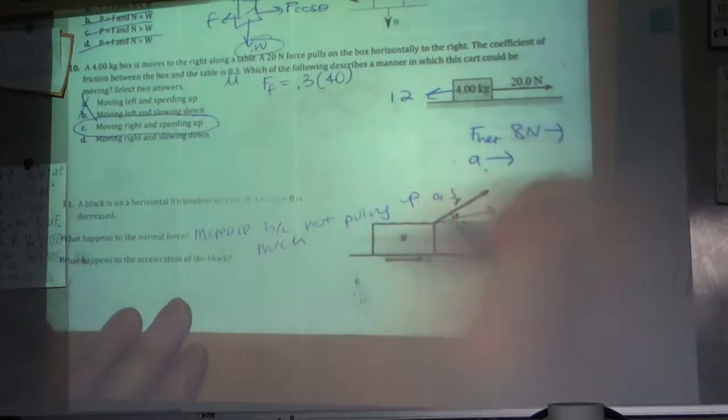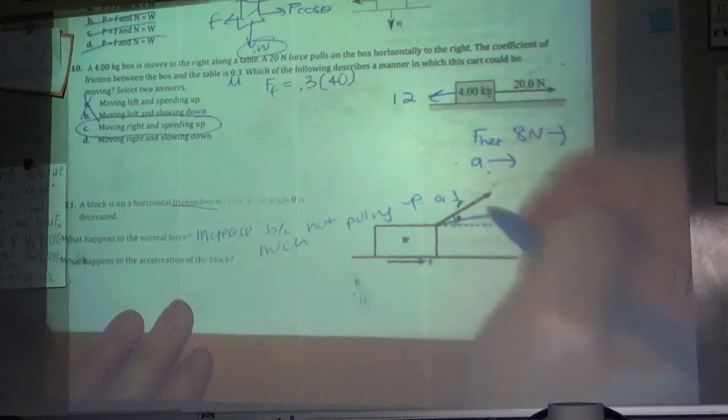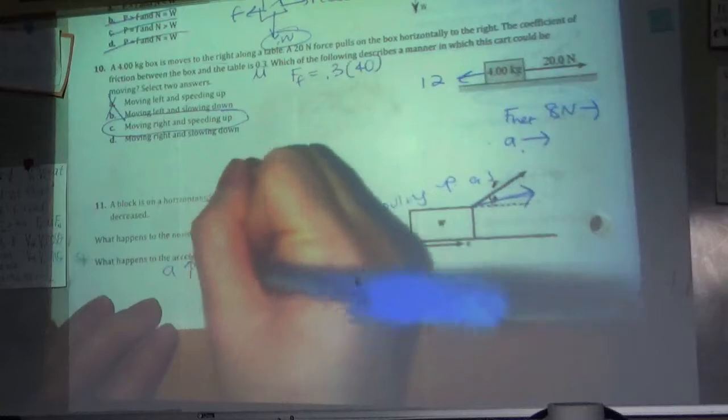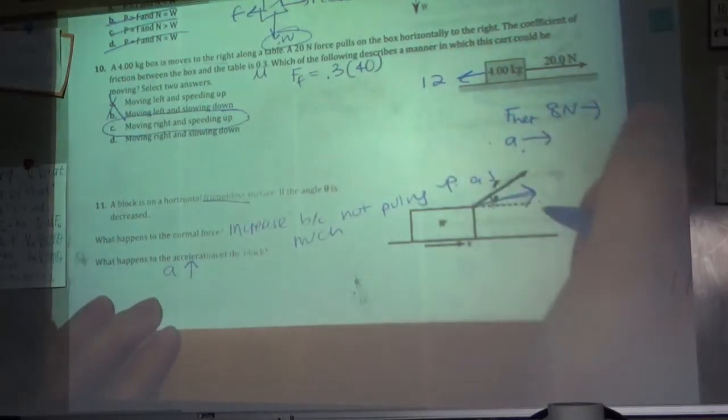And the acceleration, well, if it's frictionless, you're now just adding more force to the side, so your acceleration would also increase because you have a greater force in the direction that it's accelerating.